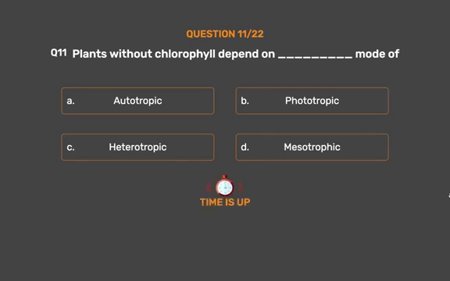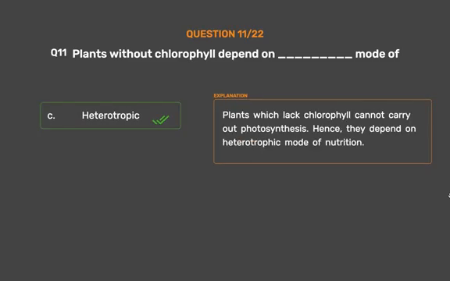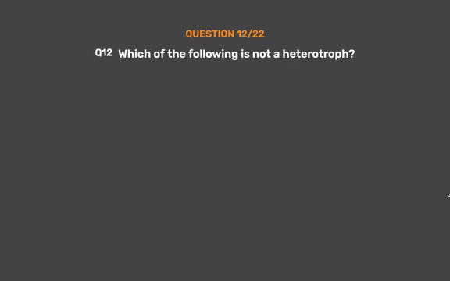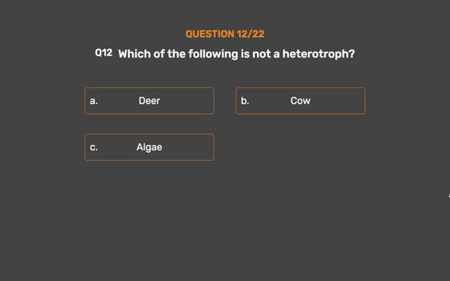The correct answer is Option C. Heterotrophic. Plants which lack chlorophyll cannot carry out photosynthesis. Hence, they depend on heterotrophic mode of nutrition. Question number 12. Which of the following is not a heterotroph? Option A. Deer. Option B. Cow. Option C. Algae. Option D. Yeast.